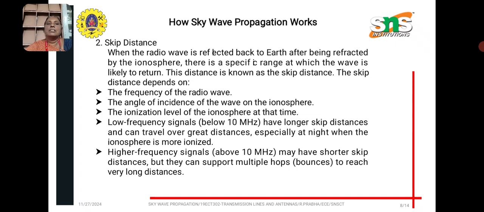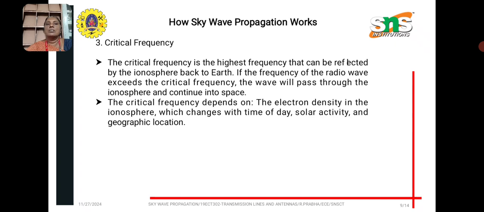Low frequency signals below 10 MHz have longer skip distances and can travel over great distances, especially at night when the ionosphere is more ionized. And when compared to low frequency signals, high frequency signals, which are above 10 MHz, may have shorter skip distances, but they can support multiple hops to reach over long distances.